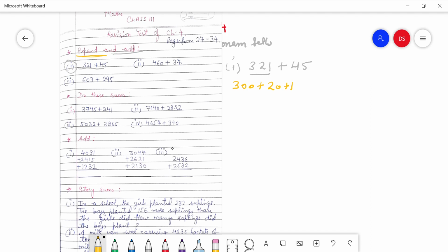Now there is an operator of plus, so we will put the plus operator here. The next number which we have to add is 45. So we will expand this number also like this, 45. The second number is of 2 digits and the first number was of 3 digits. In this way, first of all we will expand the numbers, then we will start adding.